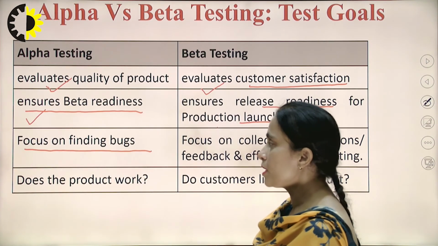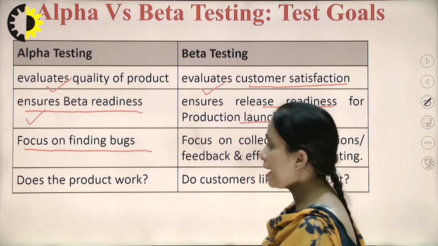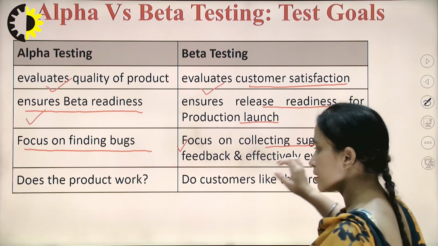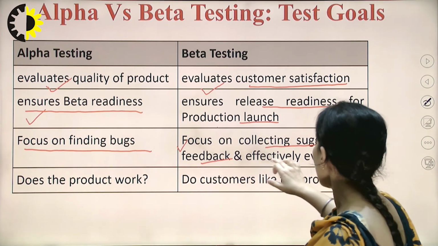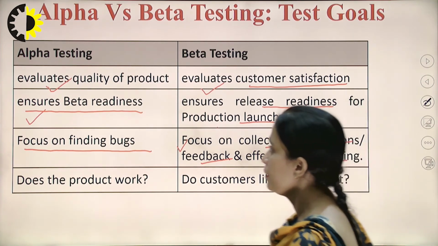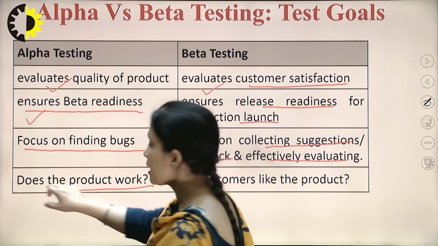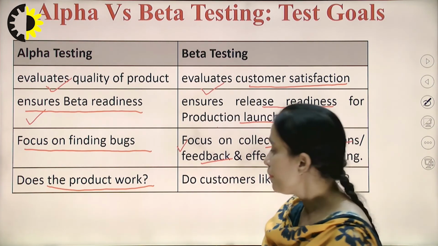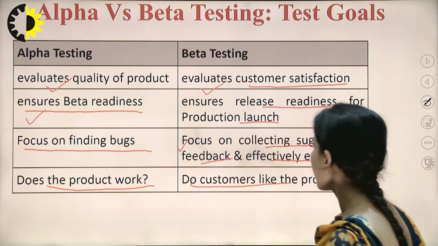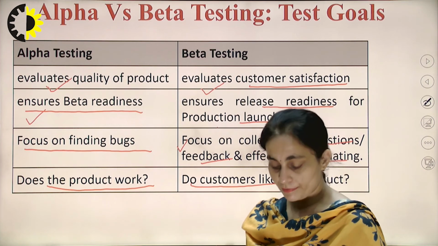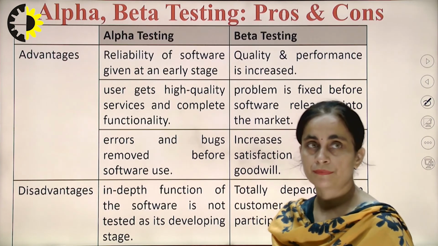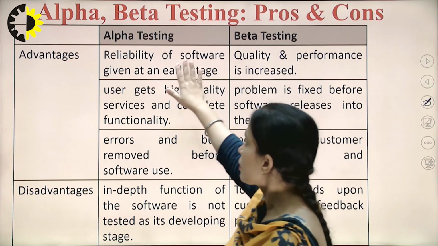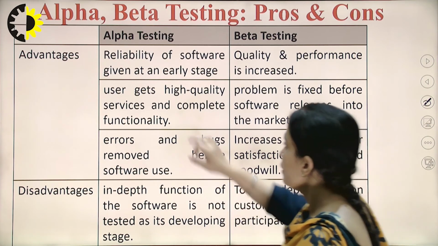Alpha testing's focus is on finding the bugs, whereas in beta testing the focus is on collecting the suggestions and feedback and effectively evaluating it. Alpha testing asks, does the product work? It talks about the working of the developed module. Whereas beta testing asks, do the customers like the product, and how can it be improved?